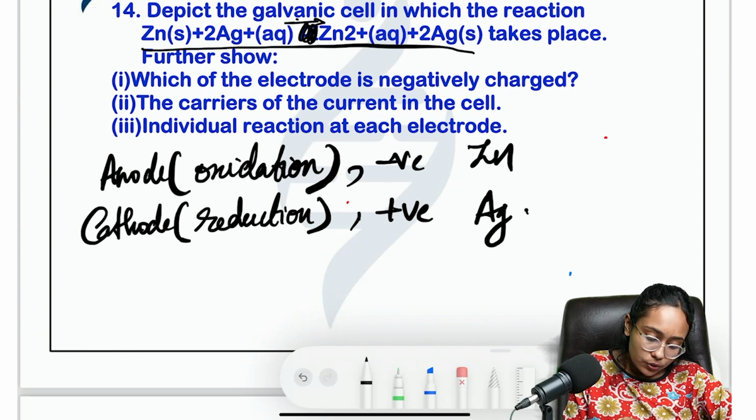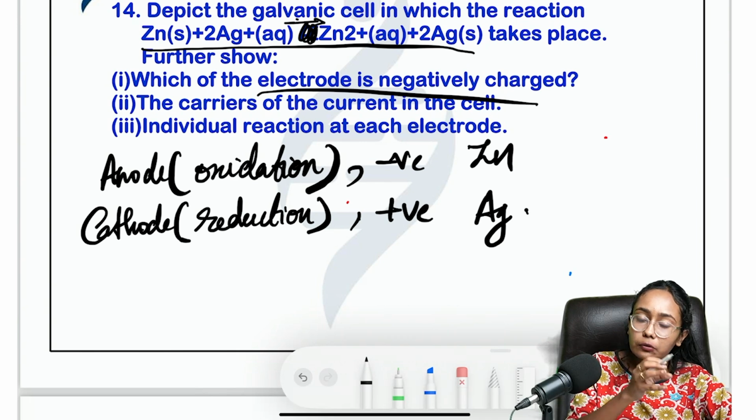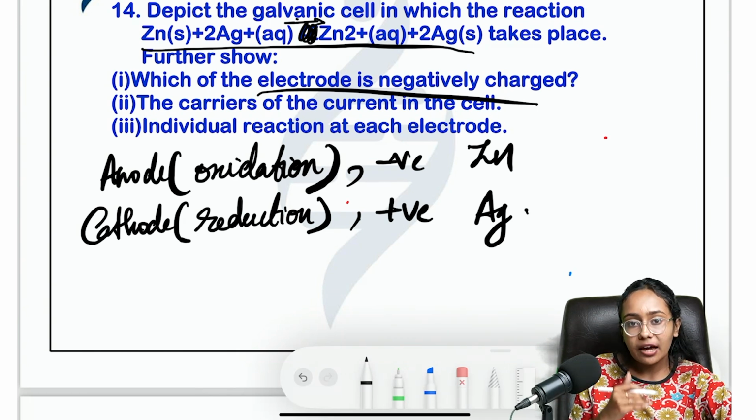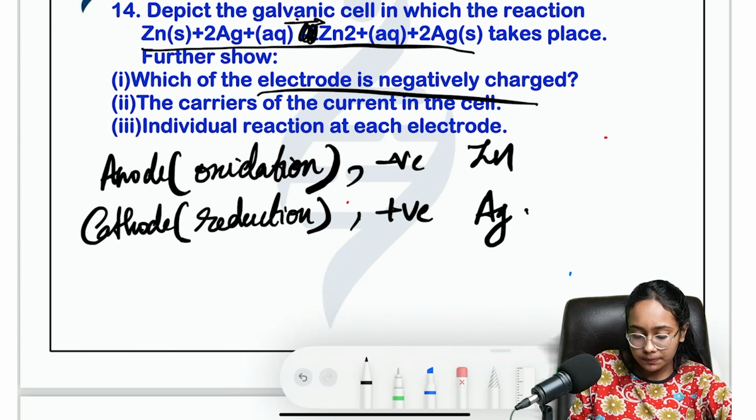Okay. So which electrode is negatively charged? The answer for the first sub-question is given here. Anode is the electrode at which oxidation takes place, and zinc is undergoing oxidation. So the anode is having negative charge. Cathode is having positive charge.